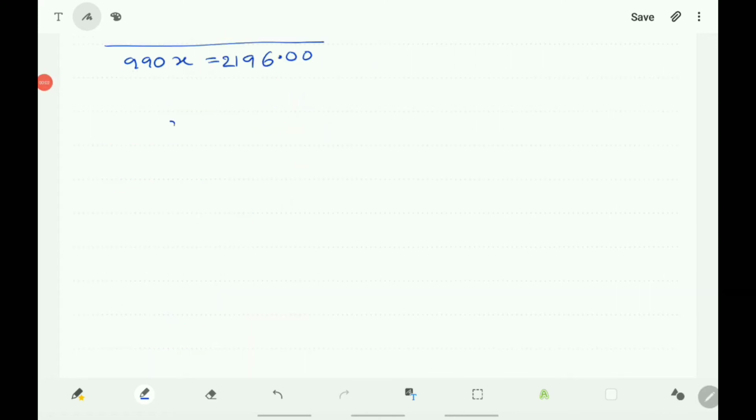Then you write 990x is equal to 2196, and x is equal to 2196 by 990. Then try to cancel this. Before that, you must find the factors here.